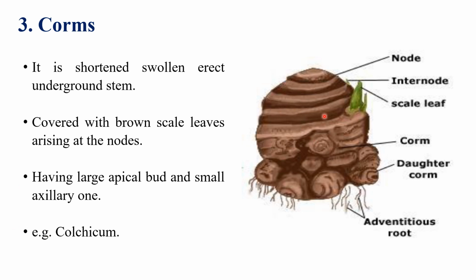And of course it is not green because it's not subjected to sunlight, so no need for chlorophyll to make photosynthesis, for example. So usually the scaly leaves present in underground organs or underground stems are not green. As we can see here, there are scaly brown leaves arising at the node, and we have a large apical bud and small axillary ones. Also adventitious root is appearing, as you can see here in this photo. An example of the corm is the colchicum corm, from which we get the anti-gout medication colchicine. It's very important.